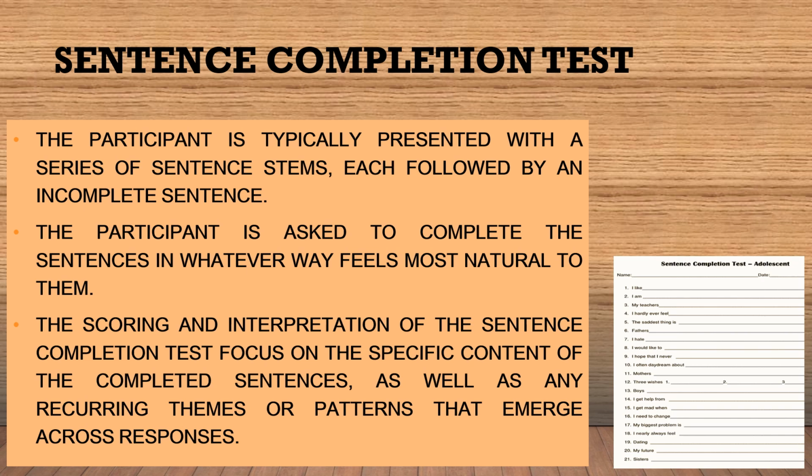The scoring and interpretation of the sentence completion test focus on the specific content of the completed sentences, as well as any recurring themes or patterns that emerge across responses. The responses are analyzed to uncover the participants' underlying beliefs, values, conflicts, emotional states, and self-perceptions.